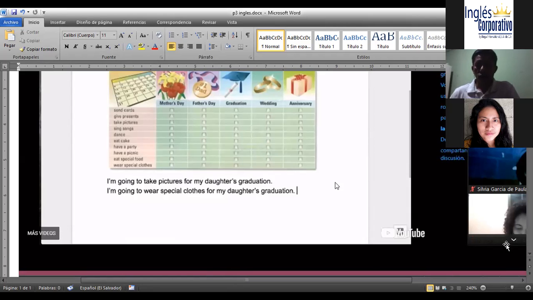Erasmo se fue. Sí, no sé si lo mandaron a otro grupo o se salió.